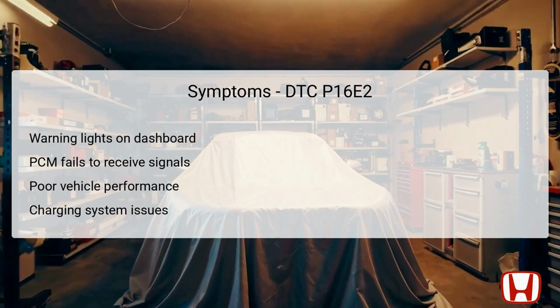When DTC P16E2 is triggered, several symptoms may manifest, indicating potential issues within the vehicle's electrical and control systems. One of the most common signs is the illumination of warning lights on the dashboard, signaling to the driver that a fault exists. The PCM's failure to receive signals from the alternator could lead to irregularities in vehicle performance, such as difficulty starting the engine or overall poor responsiveness.